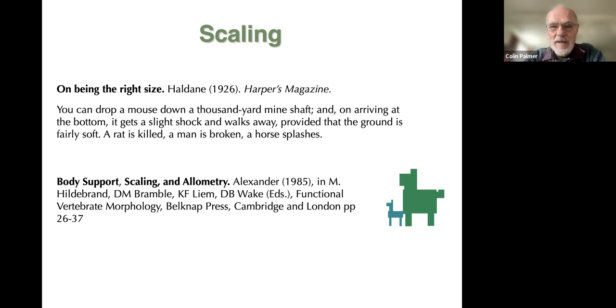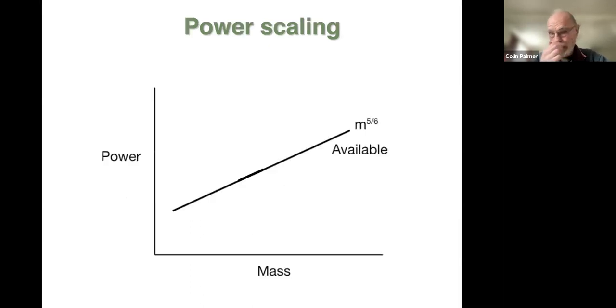But if you want a more technical assessment of it, there's a really good paper by Alexander, who did so much fundamental work in biomechanics, body support scaling and allometry. Alexander, 1985. McNeill Alexander is the man, if you like. He did a huge amount on this, and so any of his papers, or many of them, are very relevant to understanding the effects of this on biology.